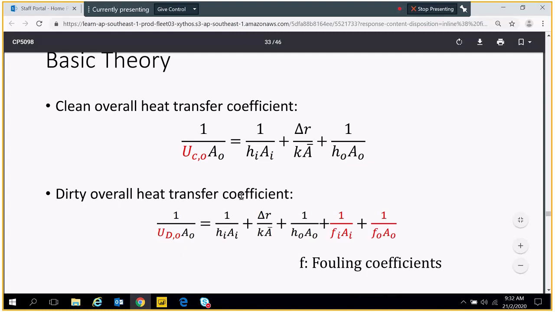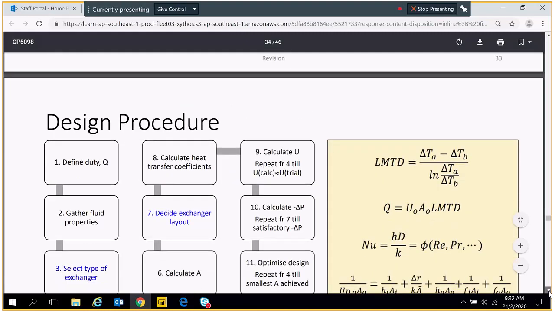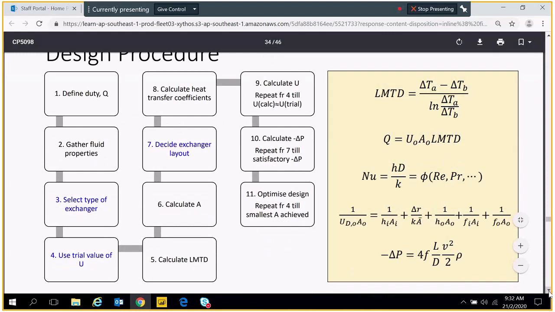Now, this is for the dirty overall heat transfer coefficient. You consider the fouling coefficient, FIFO. This one you've gone through. Please revise your CA. I hope you have not thrown away your answer for CA.